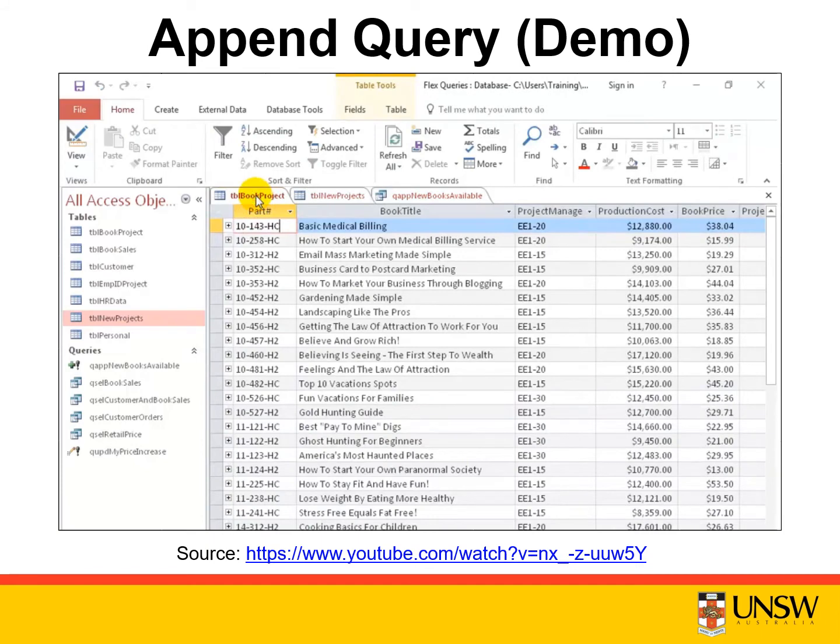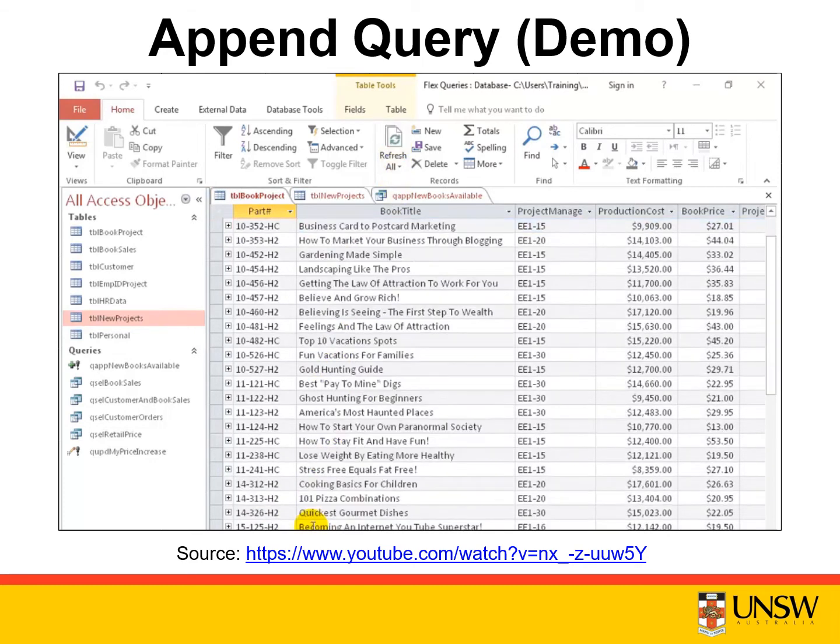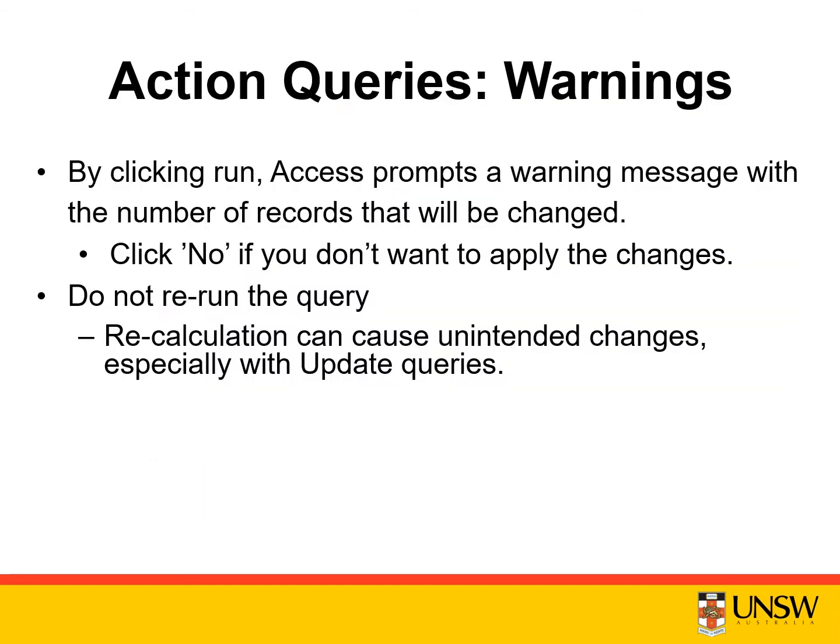Let's go to the book project table. Do I have 24 still? Yes. Where's the 3 records that has the part number beginning with 15? Well, because I have the book project table already open, I have to come up here and click refresh, and then, there we go.